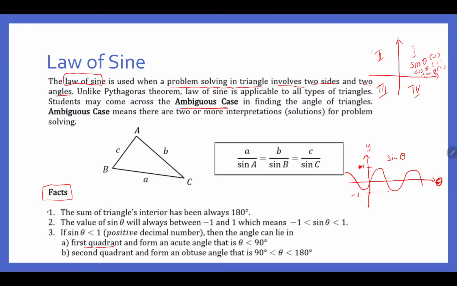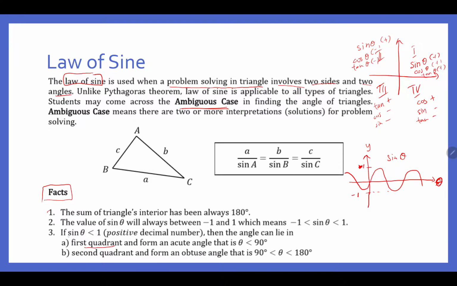In the second quadrant, sine theta yang positif, cos theta negatif, and then tangent is also negative. In the third quadrant, tangent yang positif, cos negatif, and then sine is also negative. And in the fourth quadrant, cos yang positif, sine and tangent negatif.